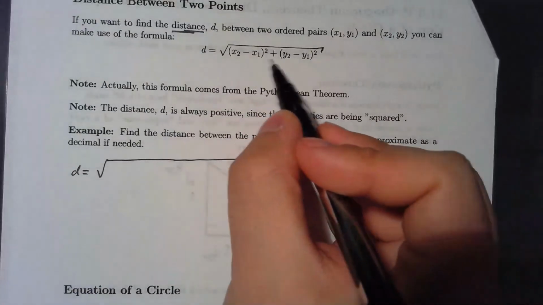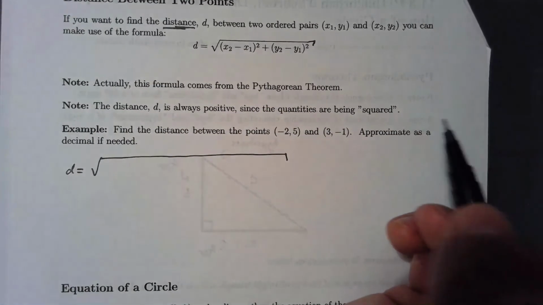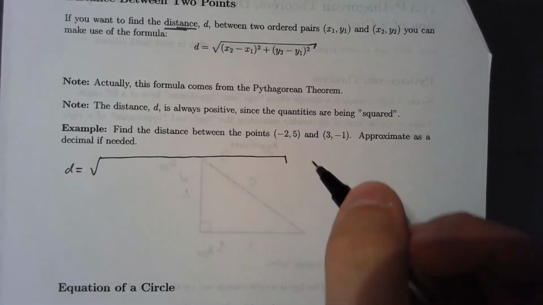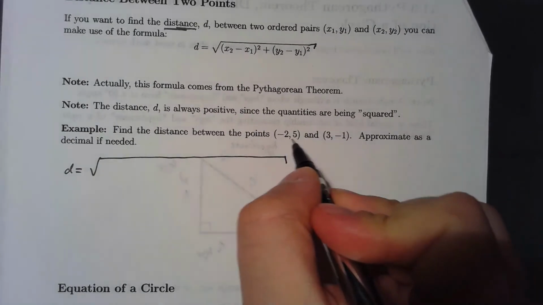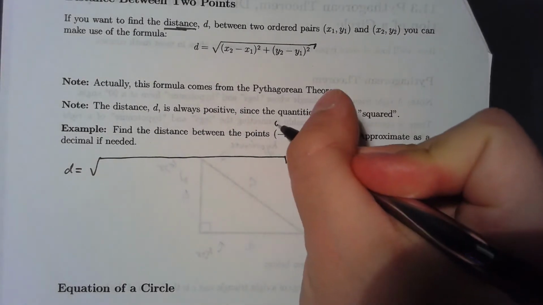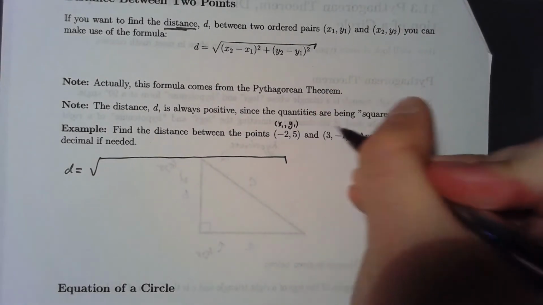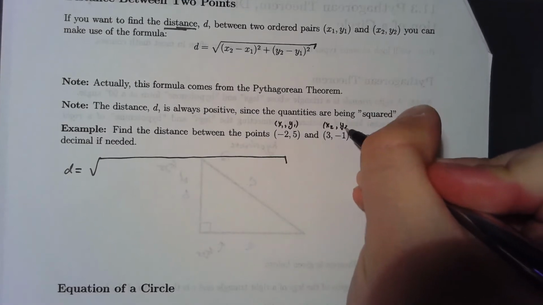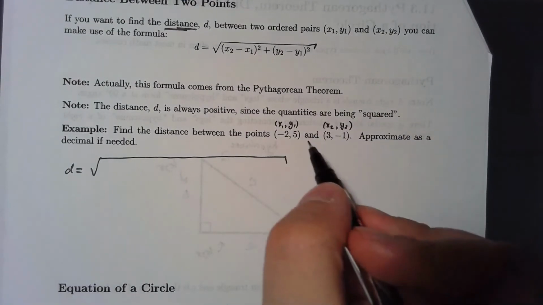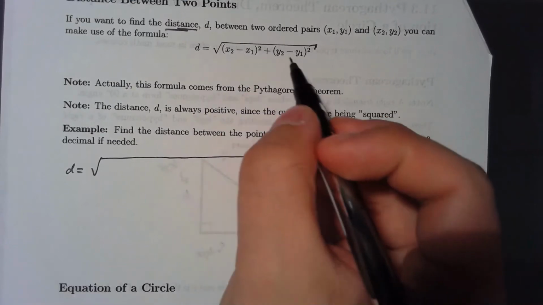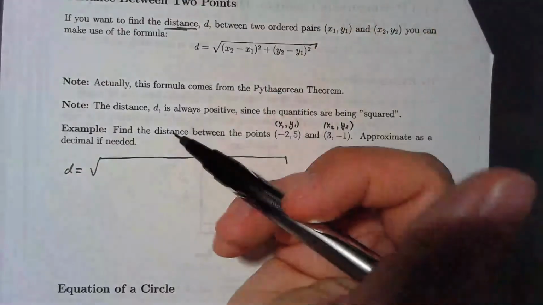But this is the distance formula, not the slope formula. Alright, so if this is my first ordered pair and this is my second ordered pair, then this is x1, y1 and x2, y2. So now you just plug it in and simplify from the inside, work your way out.